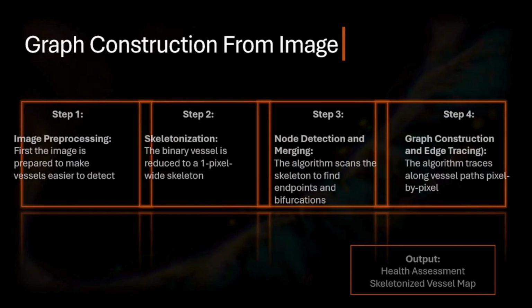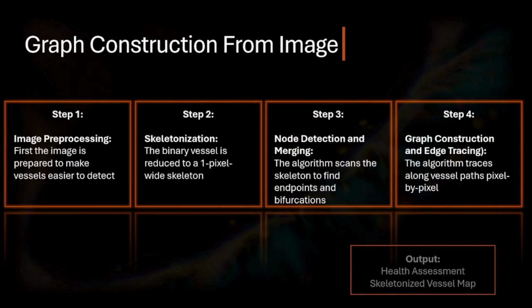I'll be presenting the image processing side of the MediGraph system. The image processing has four stages. First, the image is prepared to make vessels easier to detect. The image is converted to grayscale, and a smoothing filter is applied to reduce noise. A circular mask removes the black background outside the retina, and the image is converted into a binary image, where the vessels are white and the background is black.